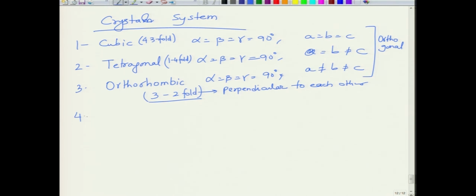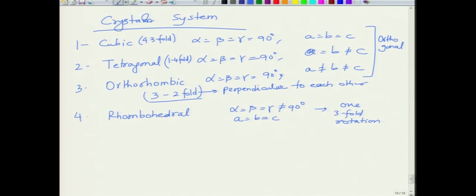And then you have non-orthogonal systems such as rhombohedral, for which alpha is equal to beta is equal to gamma is not equal to 90 degrees, but A is equal to B is equal to C, and this must have 1 3-fold rotation in the system. That is the definition. Okay, 1 3-fold rotation. And then the fifth one is hexagonal. Hexagonal is basically A is equal to B is not equal to C, and alpha is equal to beta is equal to 90 degrees, not equal to gamma, which is equal to 120 degrees. Okay, and for this we must have 1 6-fold rotation.